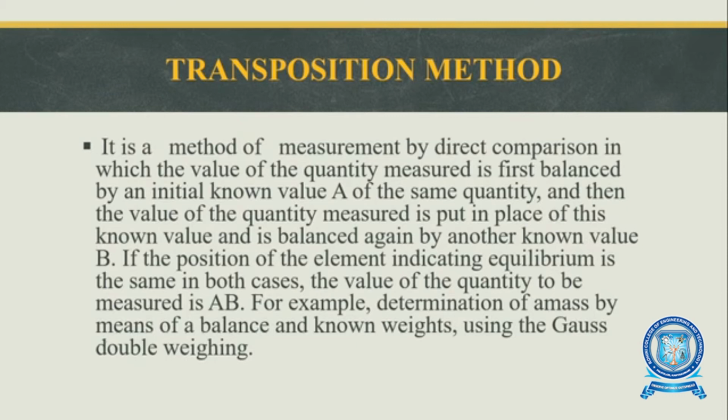For example, determination of a mass by means of a balance and known weights using the Gauss double beam. For the transposition method, the balancing weights equipment is the only example.